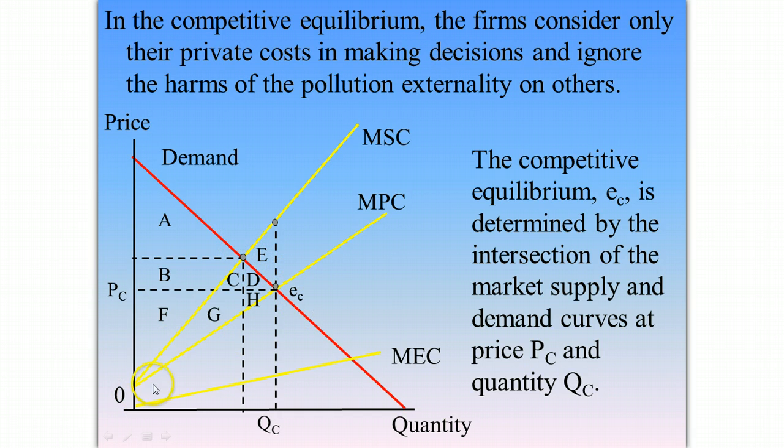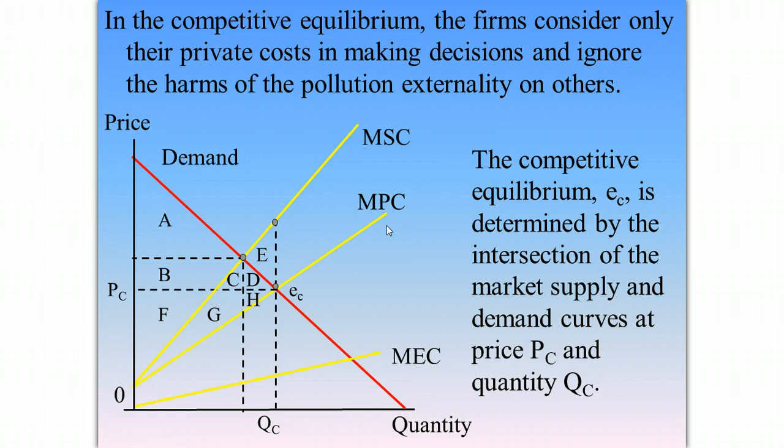And then we have the firm supply curve, which essentially is MPC, the marginal private cost. How much does it cost the firm to supply each unit of the product? That's reflected by the MPC, that's the supply curve.